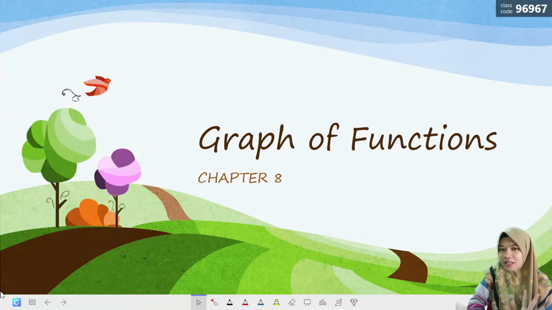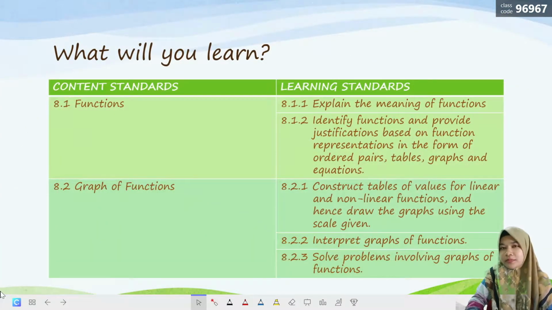Okay guys, hari ini kita akan masuk topik yang baru iaitu Chapter 8, Graph of Functions. Before that, kita akan tengok apa yang awak akan belajar dalam this topic.